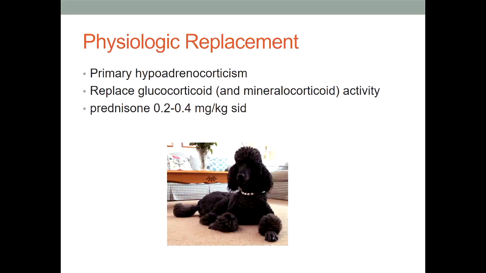So this is how you're going to use your glucocorticoids. We use them as a physiologic replacement. This is going to be primarily to treat hypoadrenocorticism or Addison's disease like we talked about last time. You're going to supplement your mineralocorticoids like your DOCP, and you're also going to give prednisolone at a physiologic dose. It is 0.2 to 0.4 mg per kg, and that's going to be once a day. All right, first dose.